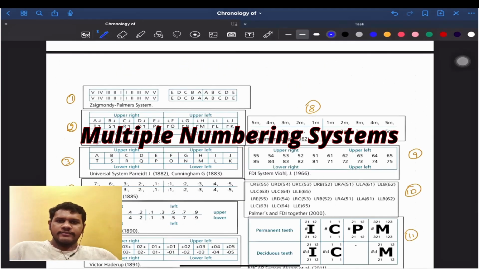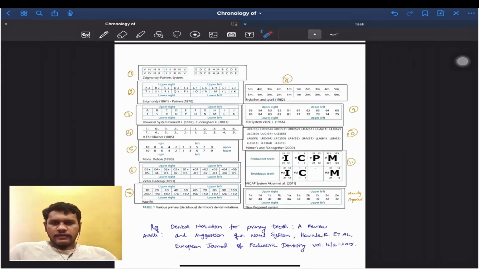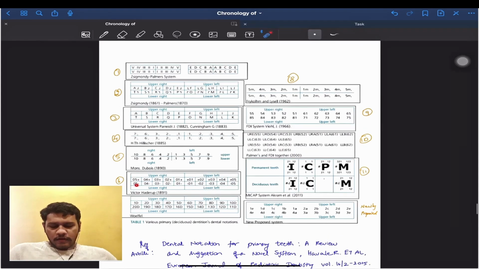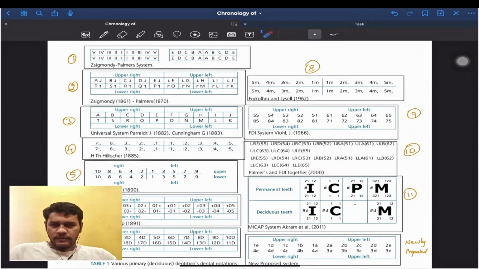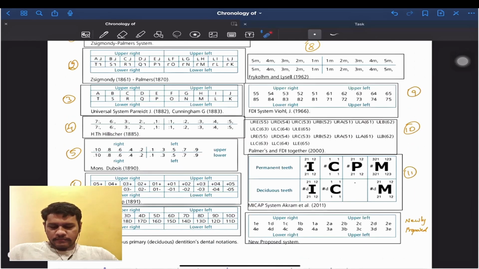Okay guys, as I said previously, there are main numbering systems. This is taken from an article, and I have given the reference. In this article, they suggested a new tooth numbering system for the primary teeth, which is given at the end. This is all okay for the primary dentition. They give, let's see, the Zsigmondy, the Palmer system, Roman numerals or the alphabet. See, they give the quadrant. Then comes the universal system by Parreidt and Cunningham. Okay, this is the universal system. I said A, J, K, T in the clockwise order.